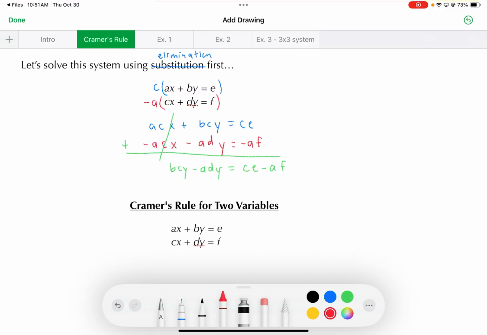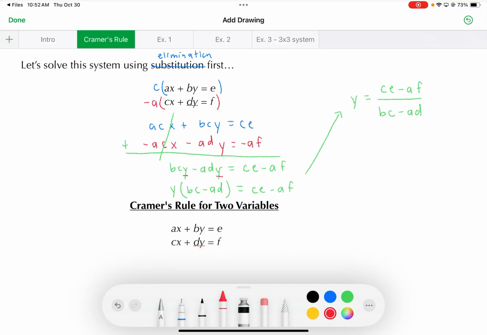All right, now, I don't have like terms on either side, but on the left side, I do have this y in common. So what I'm going to do is factor it out. And then I could solve for y by dividing that whole set of parentheses over, right? So let's bring that up here. I'll make this y equals CE minus AF all over BC minus AD.